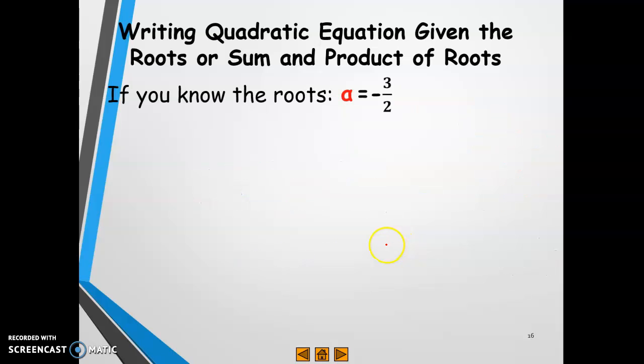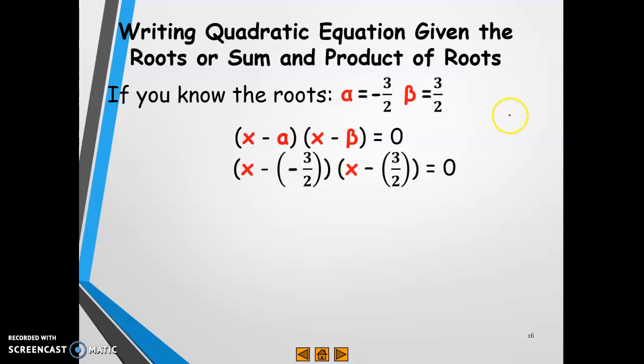Okay, next example we have here. A is negative 3 halves, alpha is negative 3 halves and beta is 3 halves. So let's check first what the sum and product are. Sum is, of course, negative 3 halves plus positive 3 halves. That's basically 0, right? Because they have the same fraction, but the sign is different. It's more like 1 minus 1, it's 0, right? So P, if you multiply the two, negative 3 halves times 3 halves, that's negative 9 over 4, right?